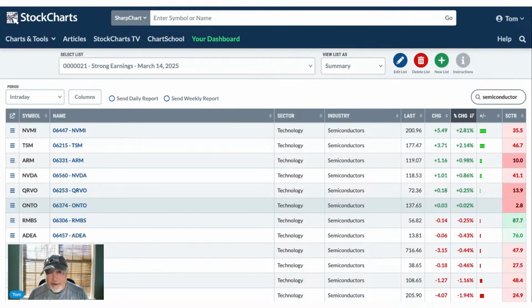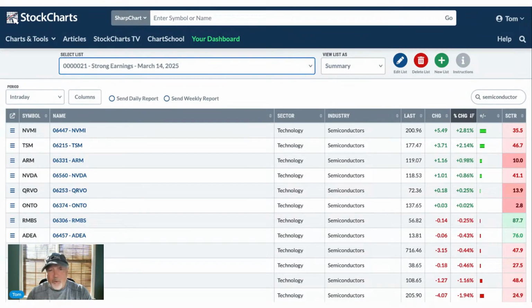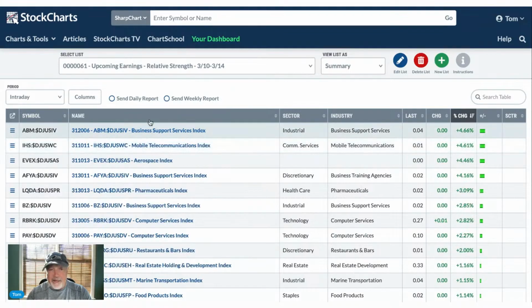And then, trying to think, one of the key filters is that the company has to have at least a $1 billion market cap to be included on the strong earnings chart list, or excuse me, to be on the upcoming earnings chart list. And then what we also will do is, and I do still have this one, I believe, the upcoming earnings relative strength chart list, which will then highlight all of the companies for the entire week relative to their peer groups. So these were all companies that were reporting from March 10th to March 14th.